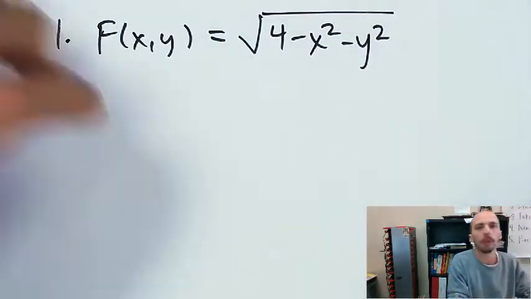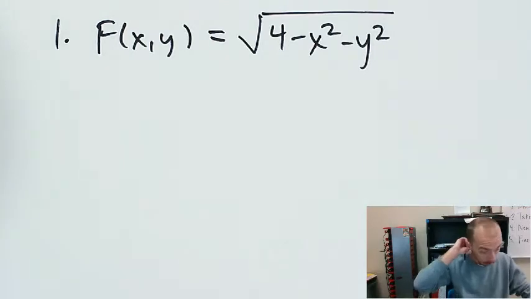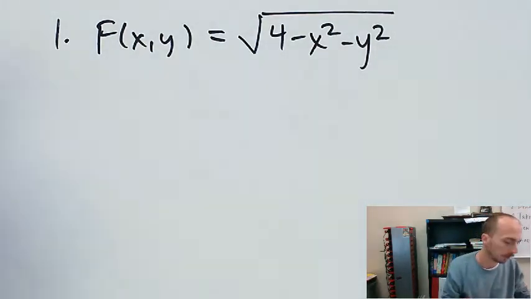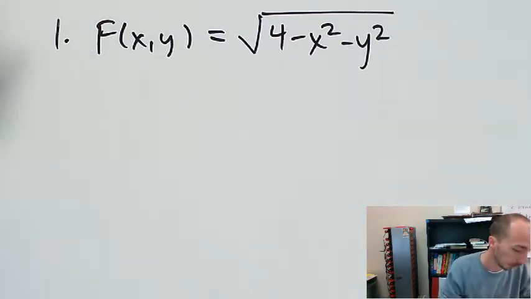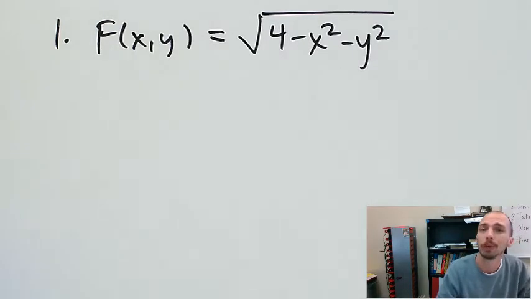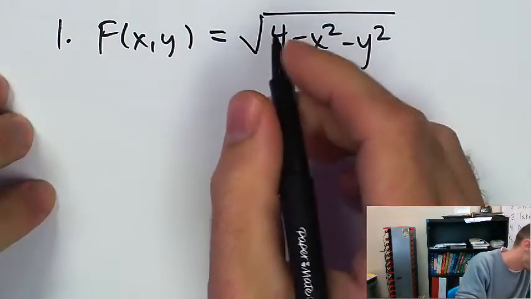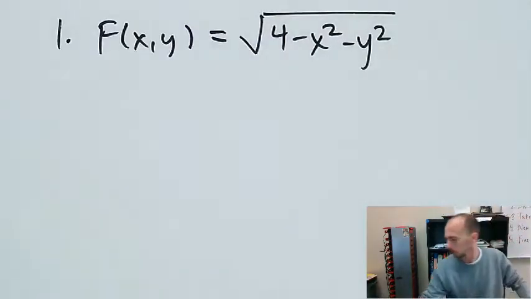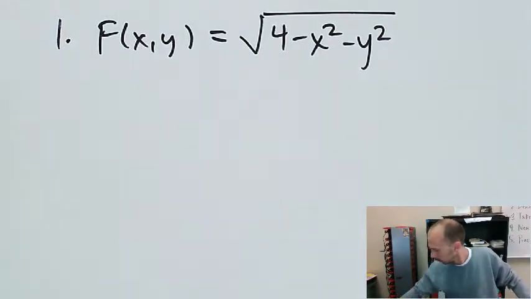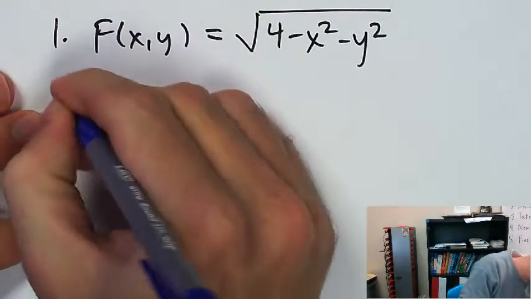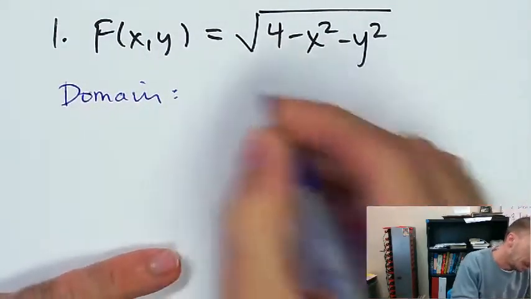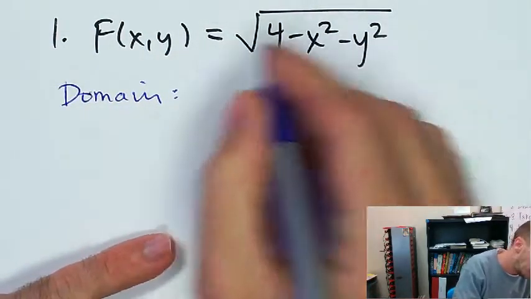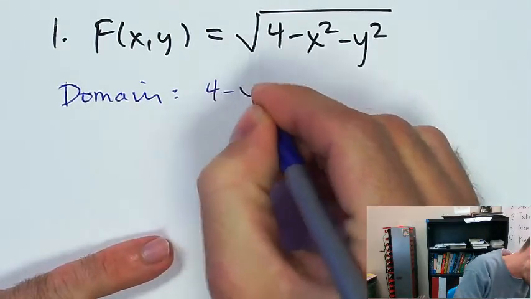The same rules still apply that always have applied. We can't take the square root of a negative number, right? Because we are saying these functions take in two real numbers and give you a real number back. So for the domain, I'm going to need the inside, the radicand, to be greater than or equal to 0.